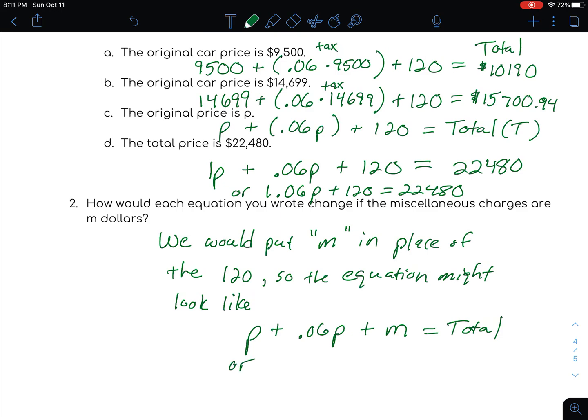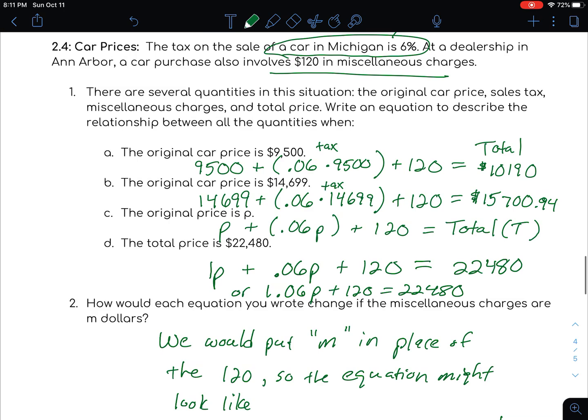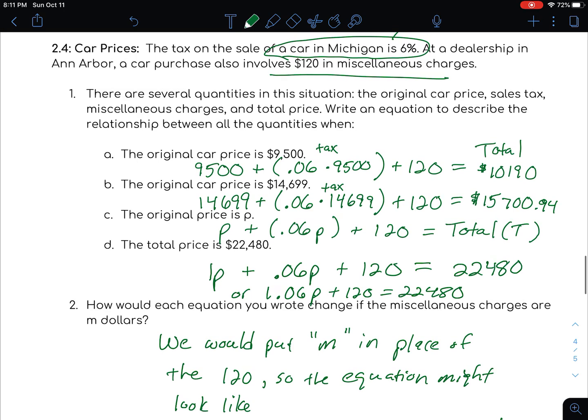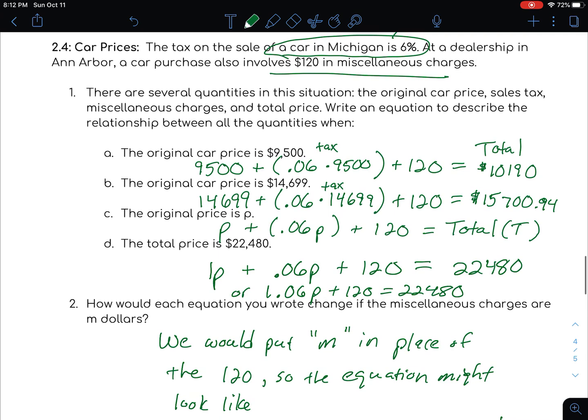All right. Or if you wanted to use kind of that second version of the equation, 1.06p plus m is equal to the total of t. So that ends our lesson here. Main idea is we're just trying to, again, get used to taking a situation, writing an equation with multiple variables, and then thinking about how the numbers fit into that equation for the variables, or how the variables fit into that equation.